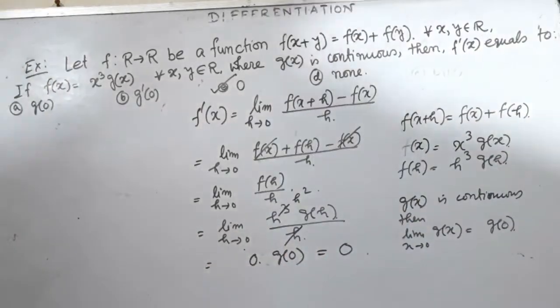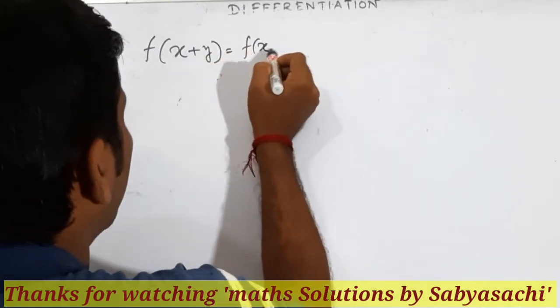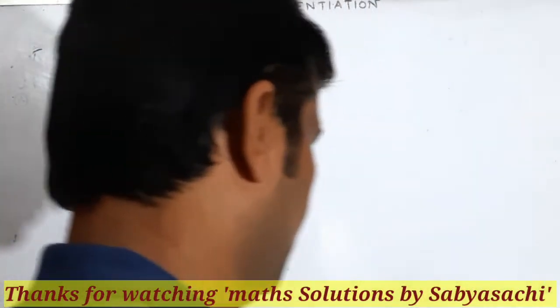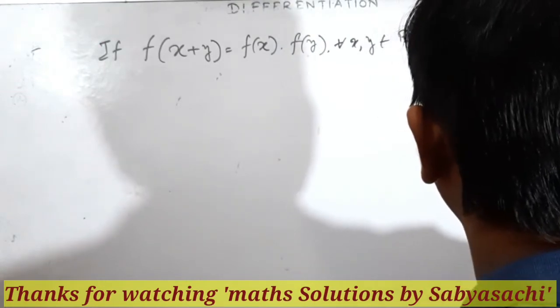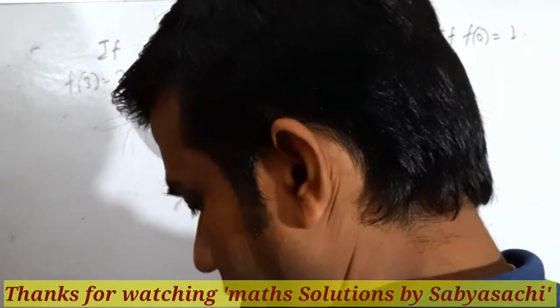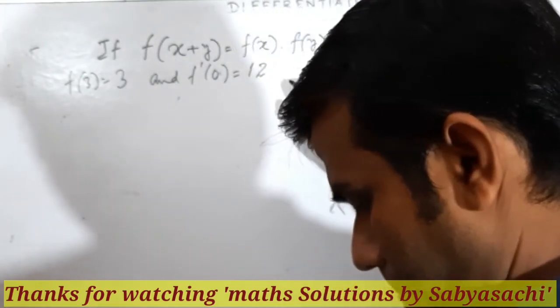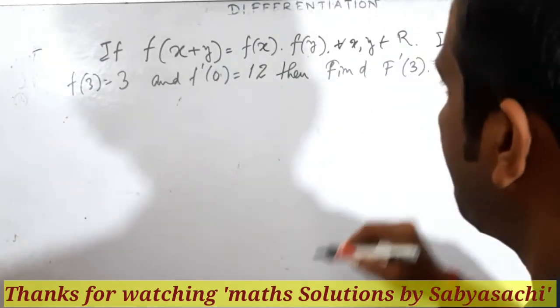Okay. Now I shall give you two homework problems. First: if f(x+y) = f(x)·f(y) for all x, y belonging to R, and if f(0) = 1, f(3) = 3, and f'(0) = 12, then find f'(3).